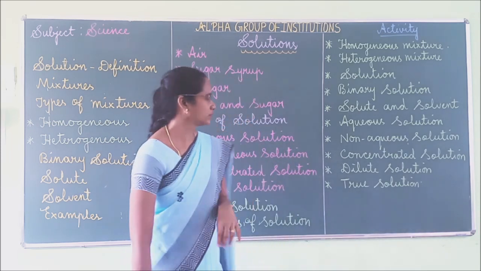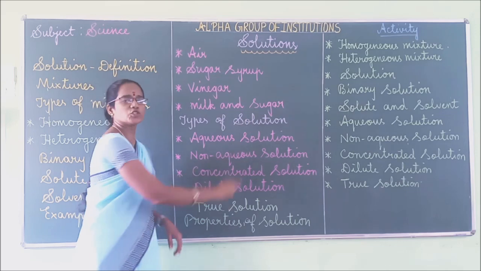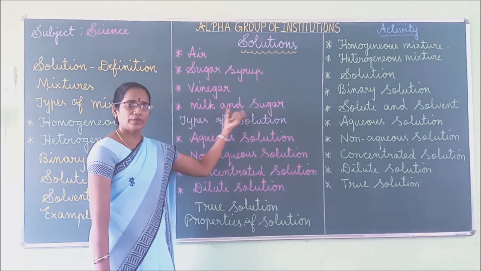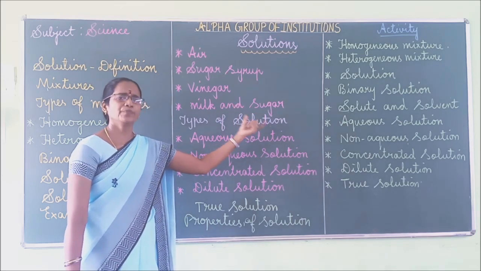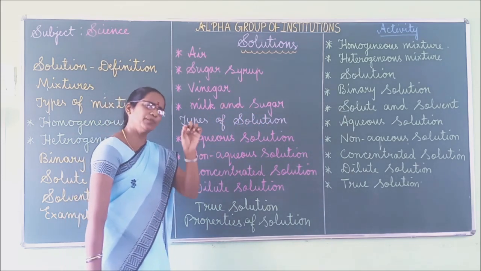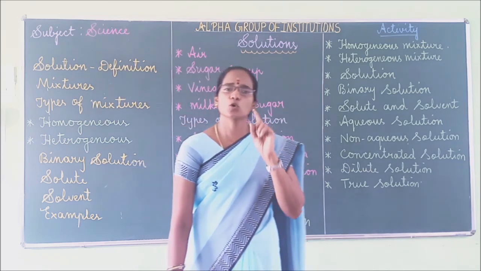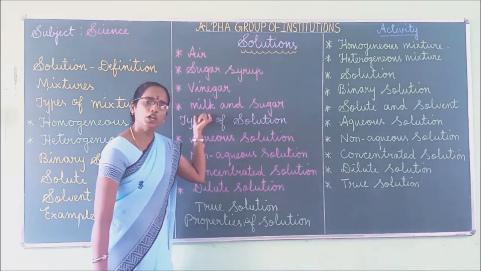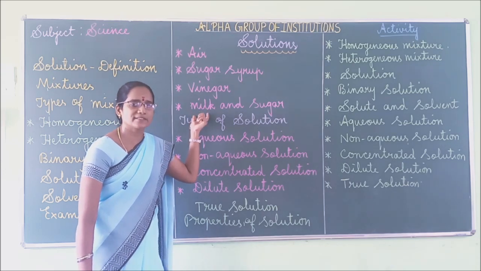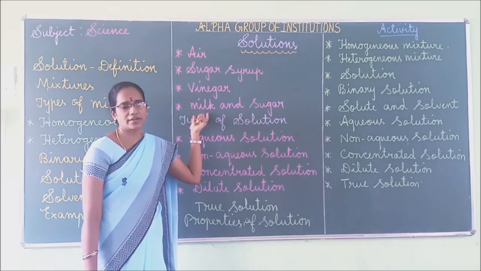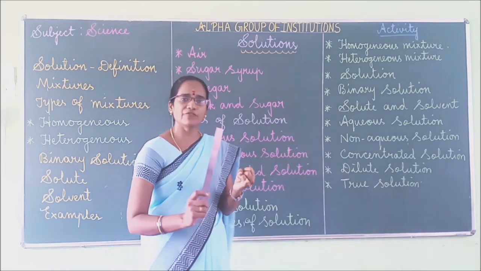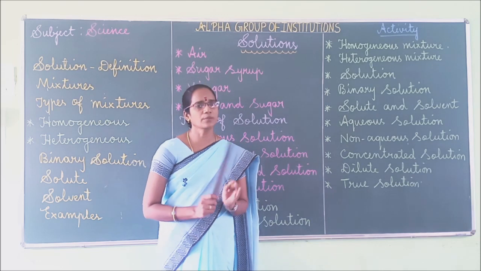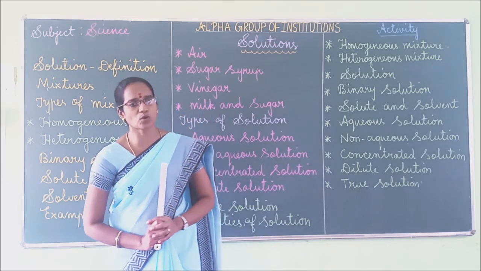Got it, children? Good. Next one is milk and sugar solution. Here in milk and sugar solution, you add sugar in minimum amount only, isn't it? So sugar acts as a solute, whereas you take milk in larger quantity. So milk acts as a solvent. Understood, children? Now you know the meaning of solute, the meaning of solvent, and we also saw some examples. Shall we move to the next one?